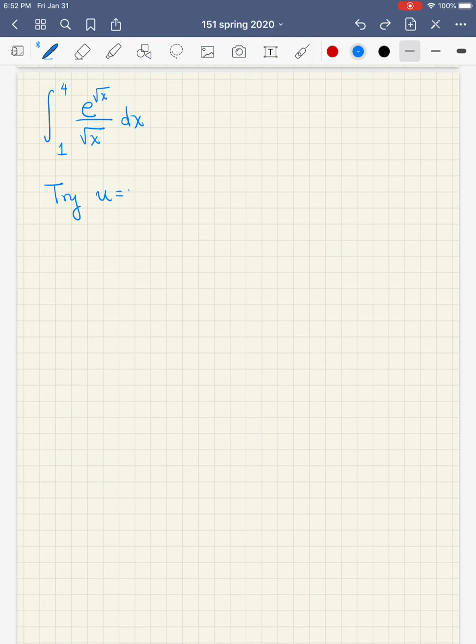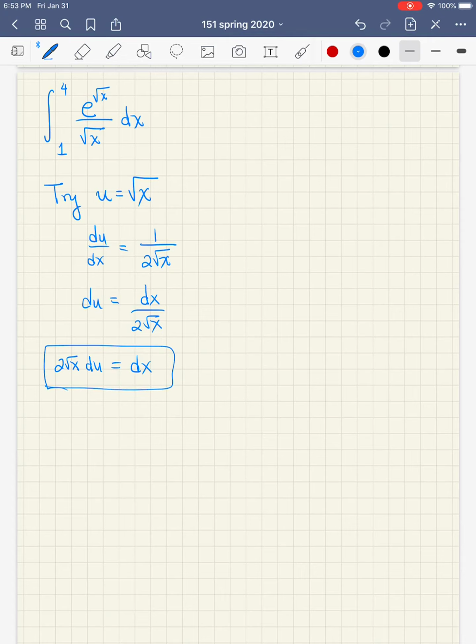At the moment, it might not be so clear what to let u equal, but I think a reasonable thing to try is letting u equal the square root of x. And if we try that, then the derivative of this is going to be 1 over 2 times the square root of x. And if we go through the process, we can solve for dx. Let's move that over to the right-hand side, and we get dx equals 2 times the square root of x times du. So I'm going to put this in a box here. And I'm also going to put u equals square root of x in a box, because those are going to be helpful formulas for us later.